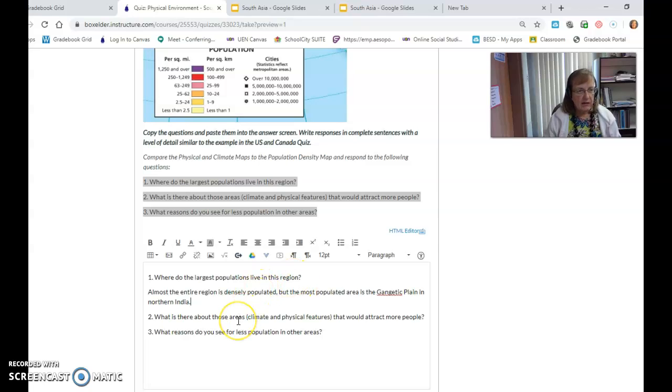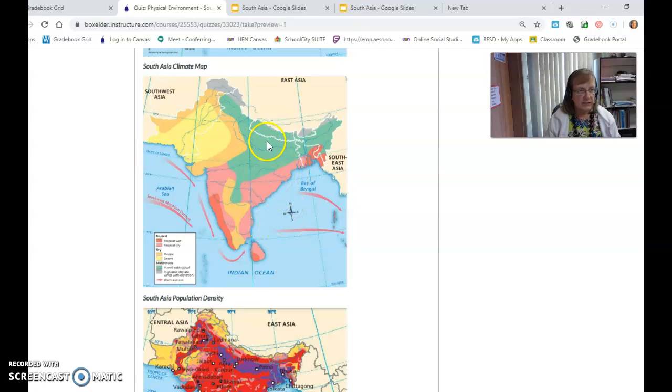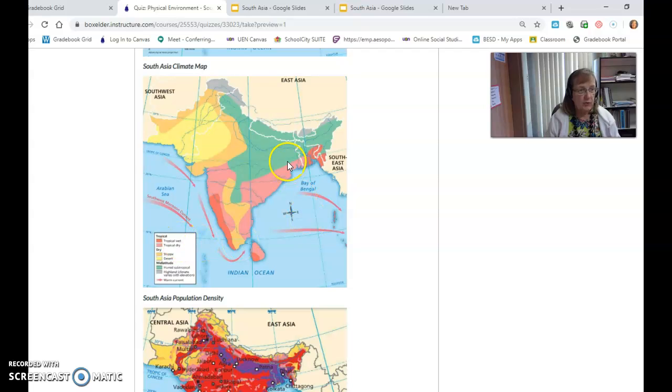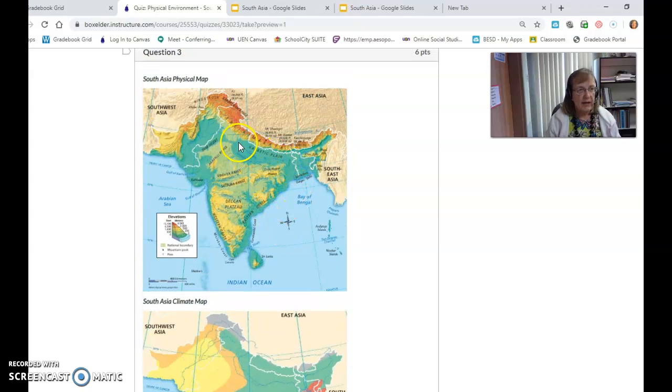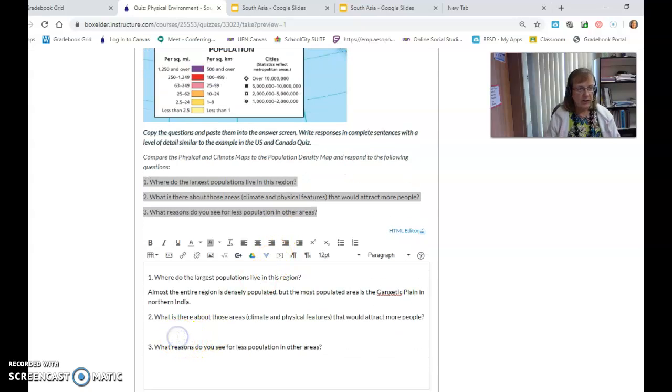Okay, what is there about those areas, climate and physical features that would attract more people? I'm not looking for you to go Google information or anything. I just want you to look at the maps. So what is there from these maps that tells us why people would want to live there? So if we look at this, we've got this climate zone is the humid subtropical, which would be a more mild climate than the tropical wet and tropical dry, and certainly more comfortable than the steppe and desert. So climate-wise, the humid subtropical would be good. On the physical map, seeing that it's a plain with a river flowing through the middle tells us some things too.